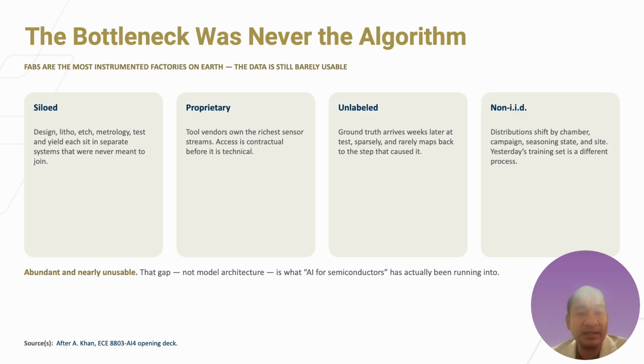Much of it is proprietary, owned by tool vendors. It is largely unlabeled because the ground truth arrives weeks later at final test and rarely points back to which step caused the problem. It keeps shifting because every chamber, every production run is a little different. Abundant and barely usable. That gap, not the math, is what AI for semiconductors has really been up against.